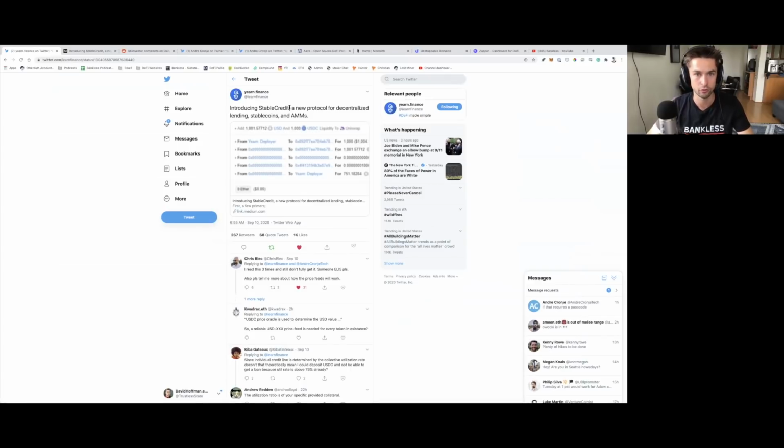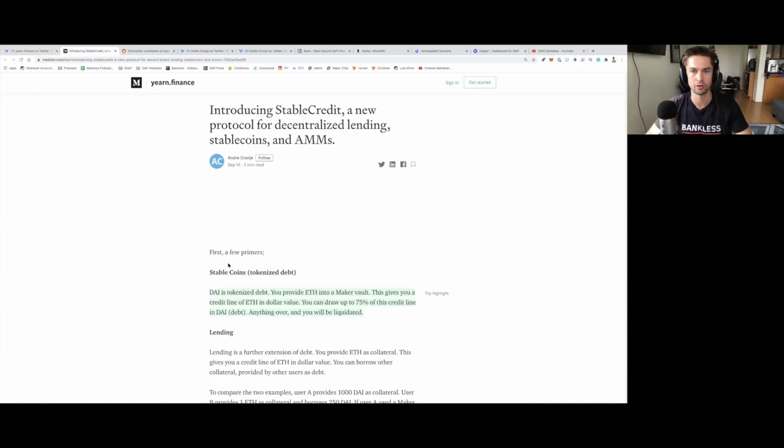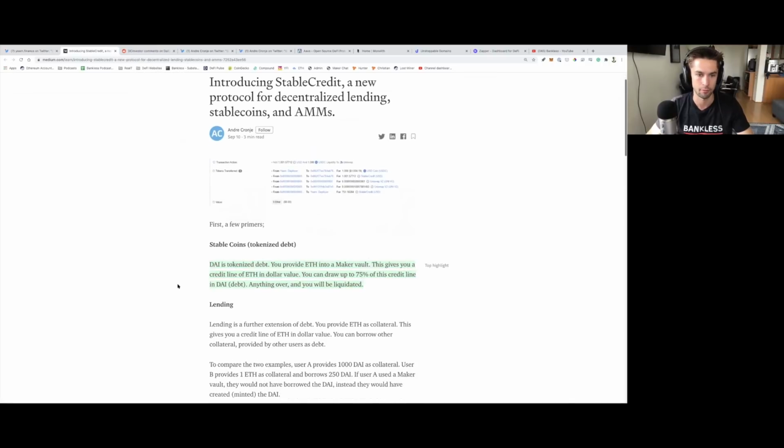But okay, so yesterday, Yearn Finance tweeted out introducing StableCredit, a new protocol for decentralized lending, stablecoins and AMMs. And Chris Black comments, I read this 3 times and I still don't fully get it. Somebody explain like I'm 5, please. And so this is kind of what I'm trying to do. All right, so here it is. Introducing StableCredit, a new protocol for decentralized lending, stablecoins, and AMMs.